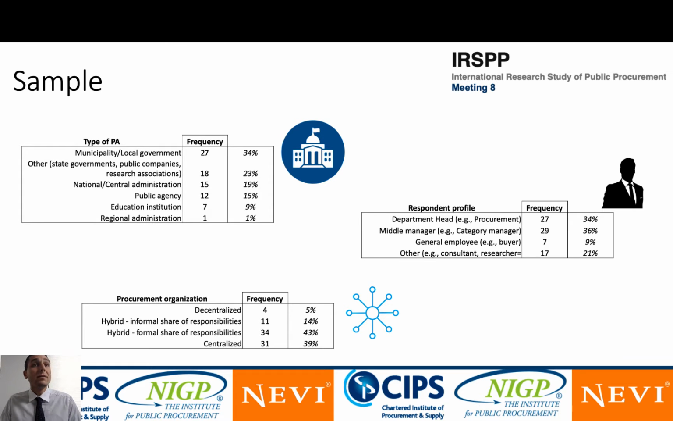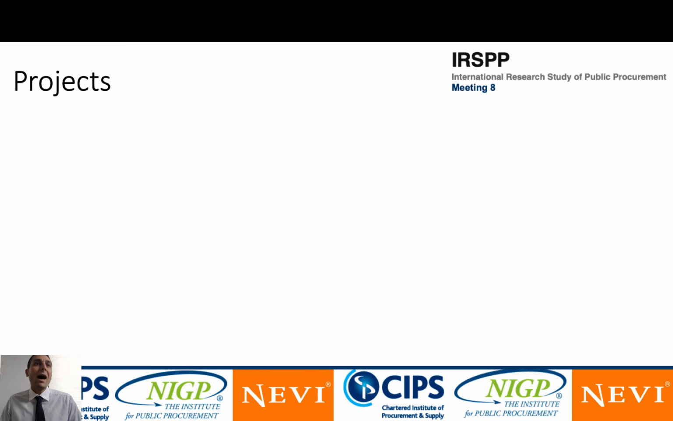In terms of their procurement organization, we can see that we have a clustering toward centralized structure or hybrid centralized structure with formal responsibilities, which cover more than 80% of our respondents. Before deep diving into the characteristics of how projects were managed, some descriptives about the projects included in the dataset.